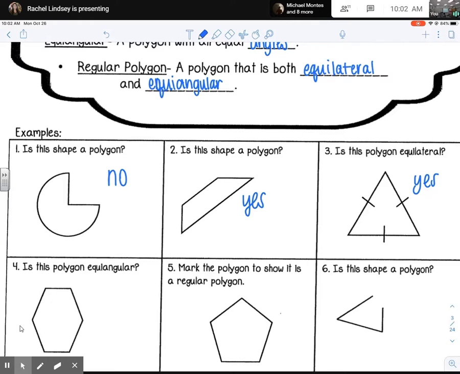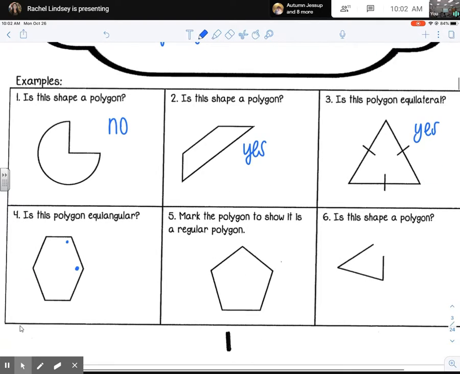Okay, on number 4, is that polygon equiangular? Are all the angle measures the same? No. This angle right here is obviously larger than that one right there. And since they're not marked, we can't know for sure. So that would not be equiangular.